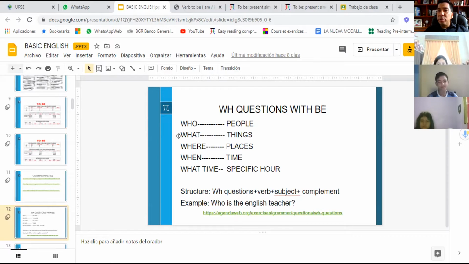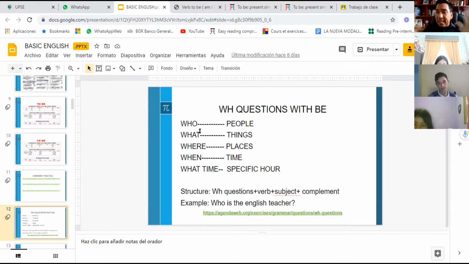Second WH question, segunda pregunta con W. The next WH question is what? We use what every time that we want to get information about things. Siempre que quiera información sobre cosas, we use the WH question what. All right? For example, por ejemplo, what is in the refrigerator? Quiero saber qué cosas hay en el refrigerador. What is in the refrigerator?